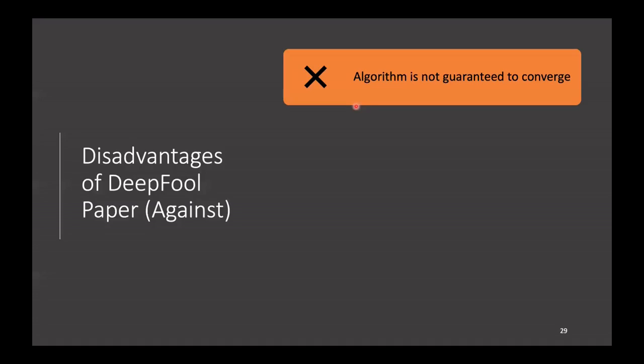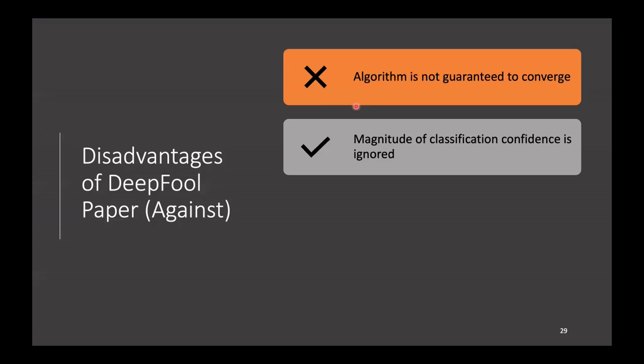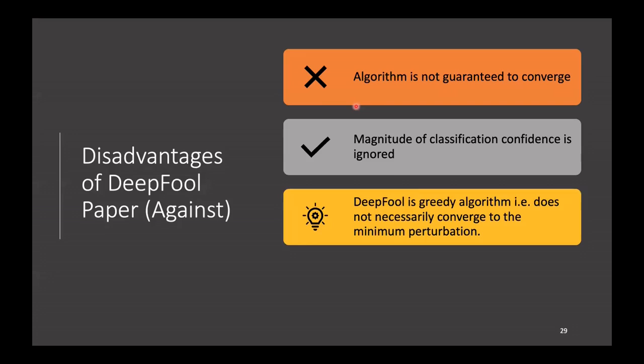Okay. So against this paper, first, the Deepfool algorithm is not guaranteed to converge because it's an optimization-based problem. Second, the magnitude of classification confidence is not considered in the computation of the minimal perturbation. The third disadvantage is that Deepfool is a greedy algorithm. It means that it does not necessarily converge to the minimum perturbation.